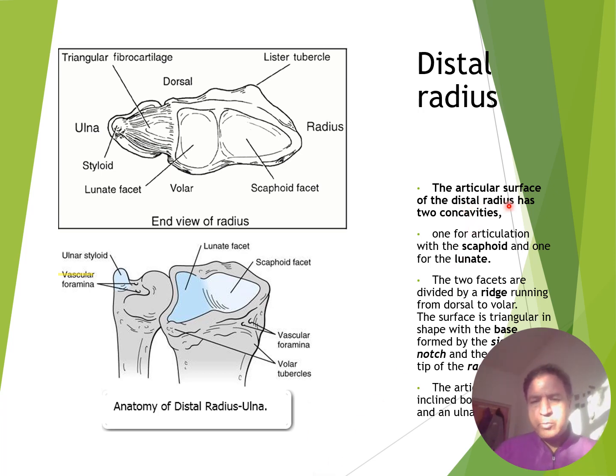Now the articular surface of the radius has two cavities, one for articulation with the scaphoid and one for the lunate. The two facets are divided by a ridge running from dorsal to volar. The surface is triangular in shape, with the base formed by the sigmoid notch.